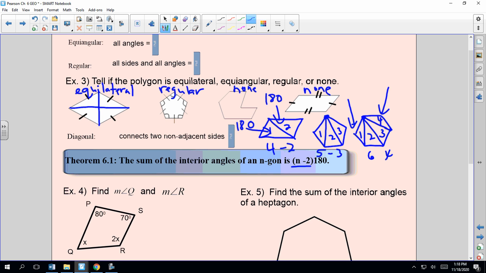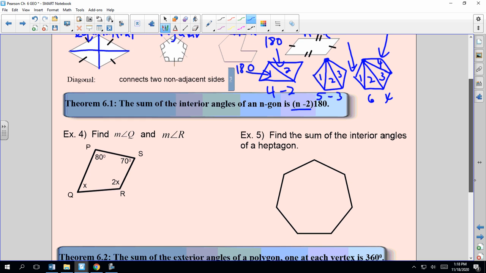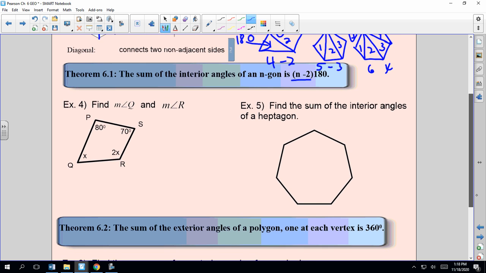You probably don't want to draw anything bigger than an octagon. If you tried it, it's hard. So if you know you have a 14-gon, then it's just 14 minus 2, or 12, times 180, and that tells you what all the angles add up to. So we're going to use that fact on these problems down here.